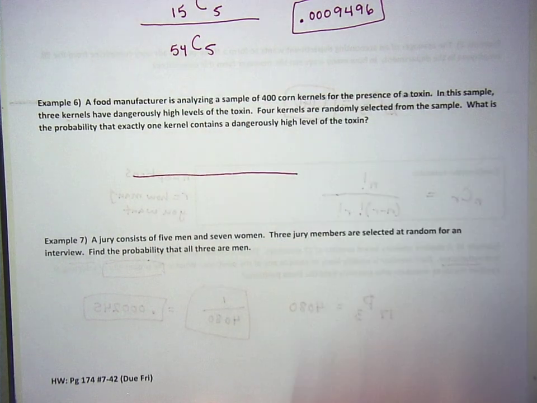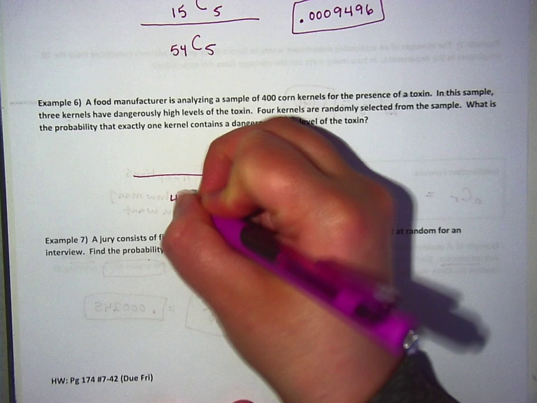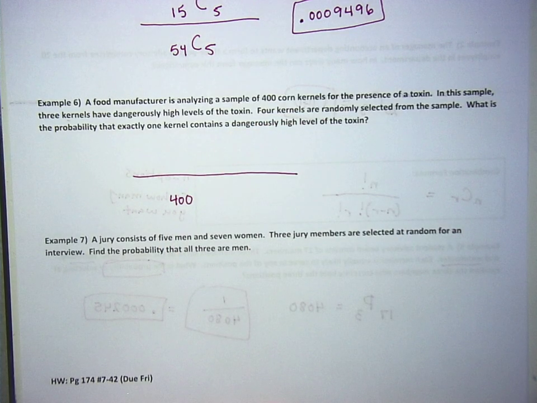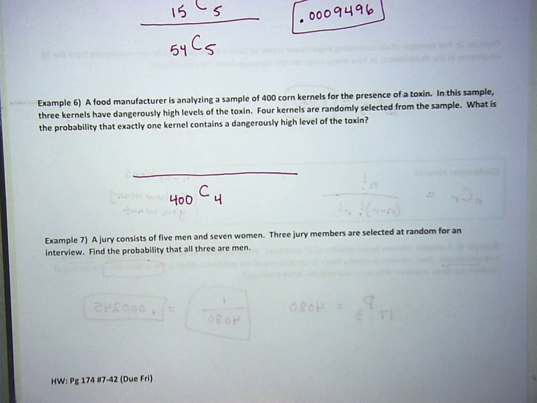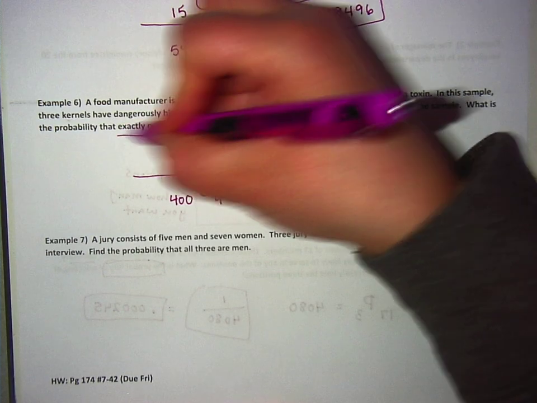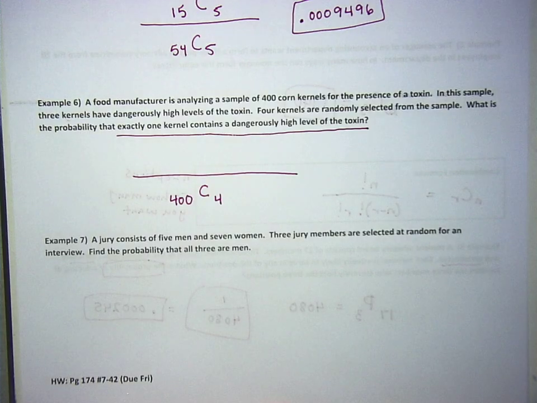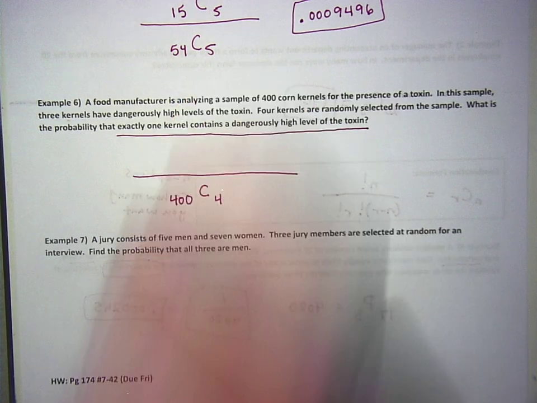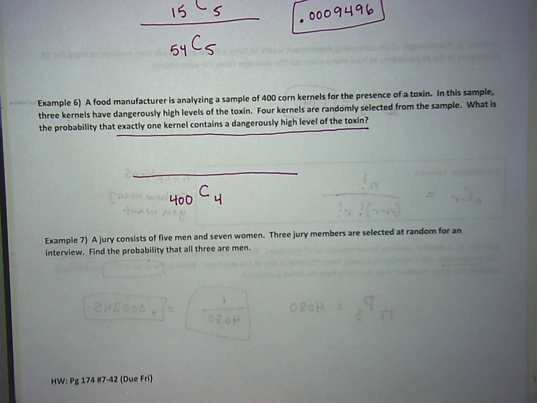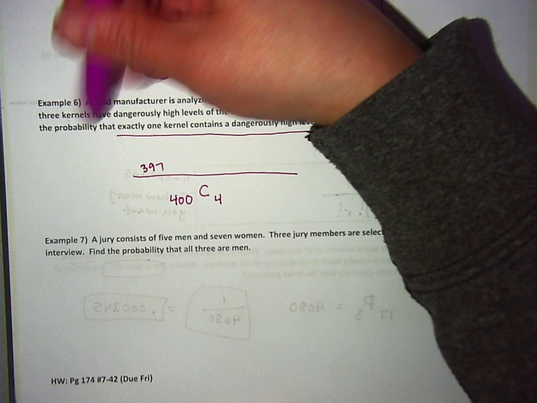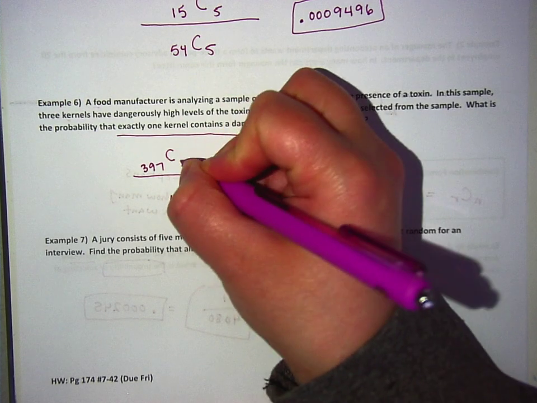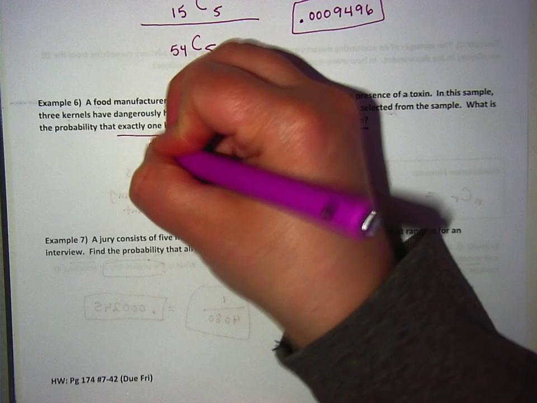All right. So on the bottom, how many kernels are there to choose from? 400. Does it matter in which order we get these kernels? No. Combination 4. We want 4 kernels out of 400. How many of them do we want to be okay? We want 3 of them to be okay because we want exactly 1 of them to be toxic, right? So how many good kernels are there? 397. It says that 3 kernels are bad. 397, and we want 3 of those good kernels, so I'm going to write good on top of this.